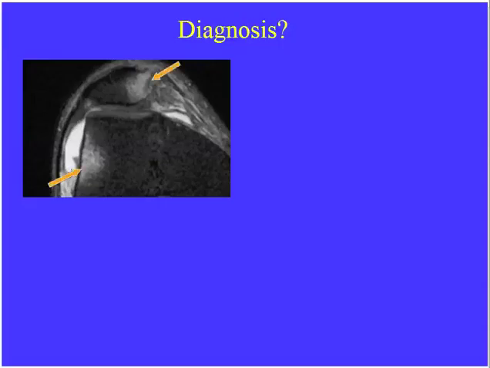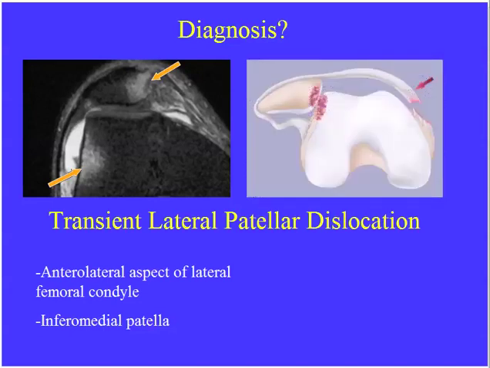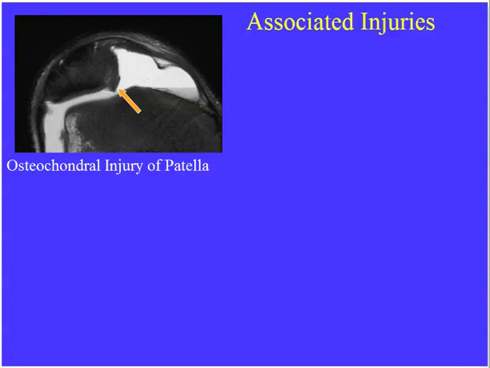Now, what about this bone contusion pattern? If you see this, you should be able to make the diagnosis right off the bat. This is a transient lateral patellar dislocation. This occurs with the lateral dislocation of the patella. The inferior aspect of the medial pole of the patella impacts against the lateral femoral condyle, giving this classic bone marrow edema pattern. When we see this pattern, there are a couple of things that can be surgical indications.